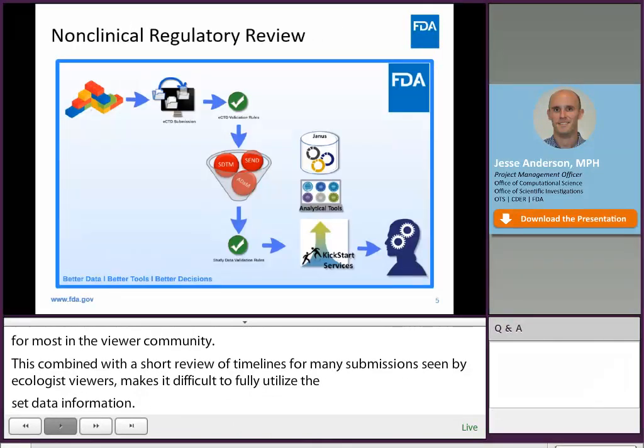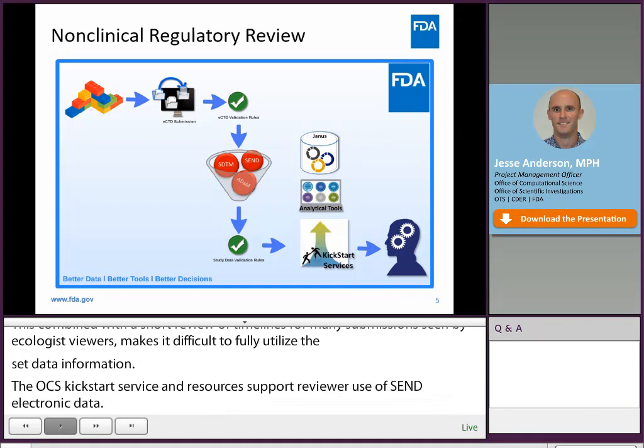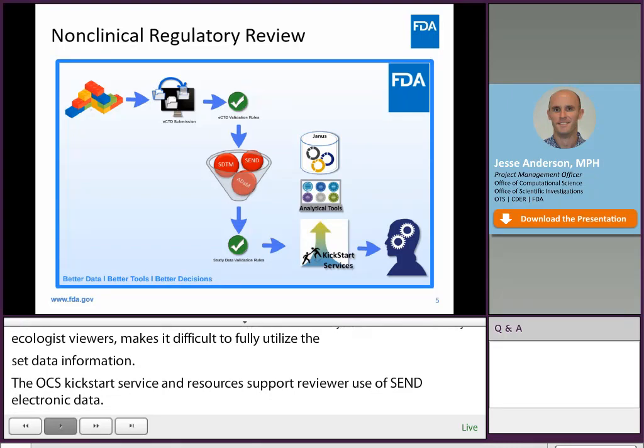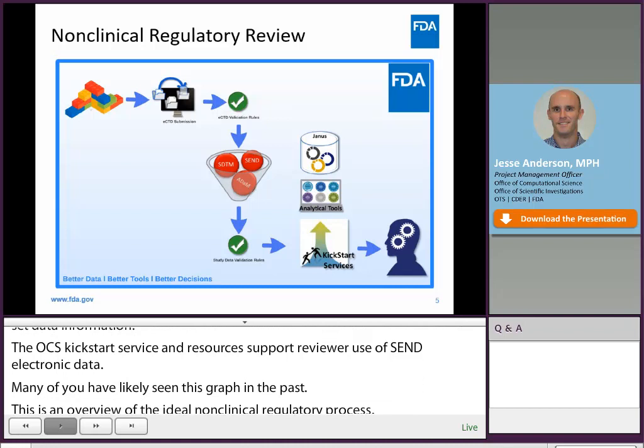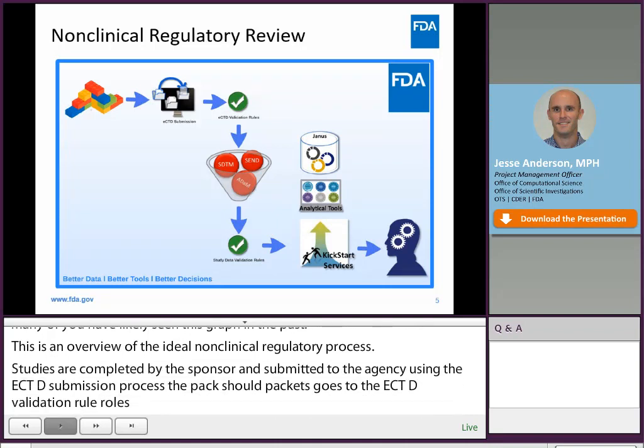Many of you have likely seen this graphic in the past. This is an overview of the ideal non-clinical regulatory review process. Studies are completed by the sponsor and submitted to the agency using the eCTD submission process. The package goes through the eCTD validation rules. The SEND study data then goes through a set of study validation rules. The information is then loaded into FDA tools and services offered to reviewers who make regulatory decisions based on the studies sent for review.